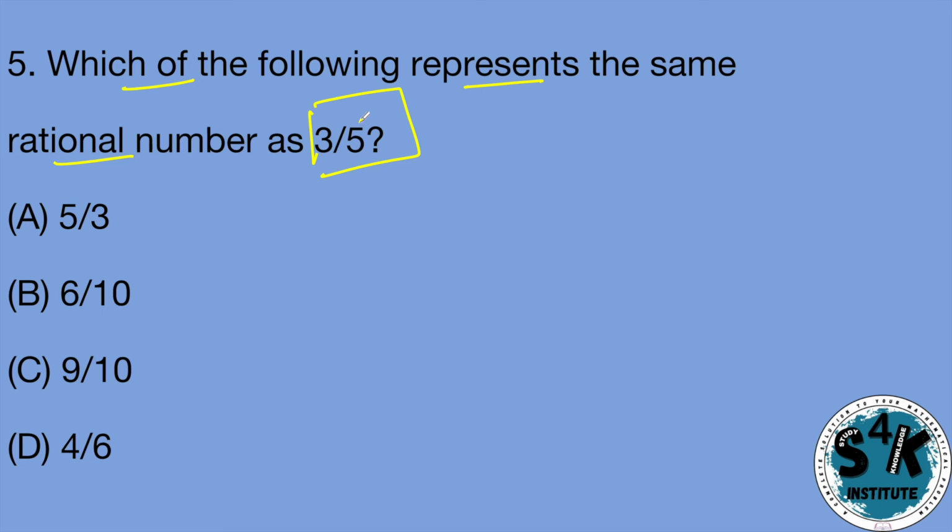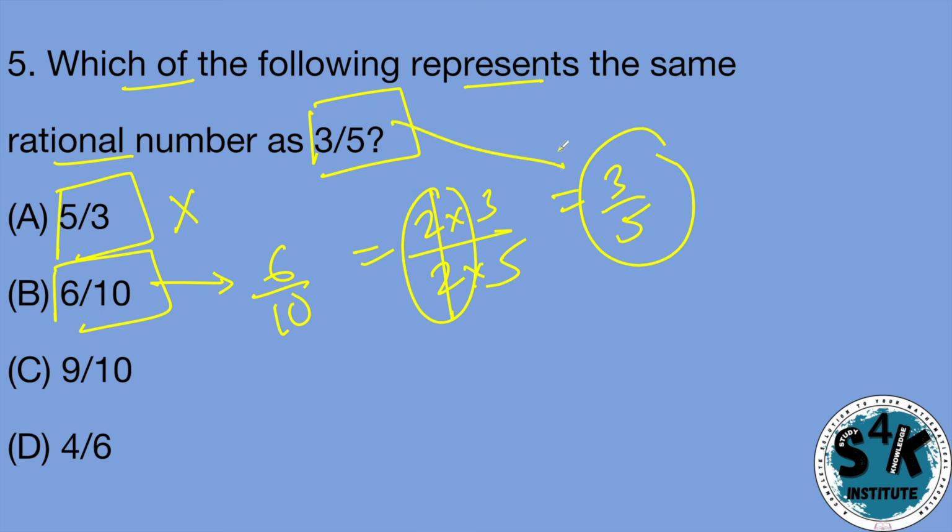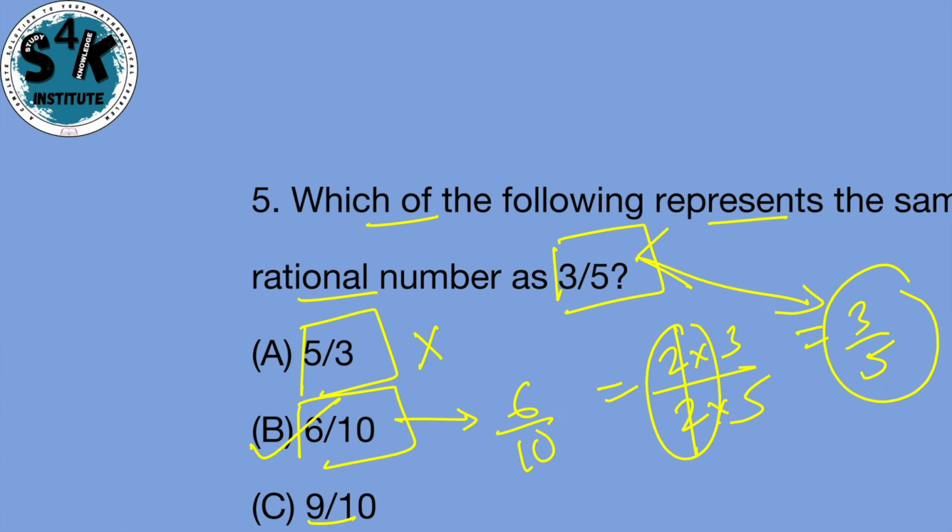Next one, which of the following represents the same rational number as 3/5? This is the simplest form. So let's convert all of these. This is also in simplest form, but these are obviously not the same. So 6/10 can be converted. 6 can be written as 2 times 3, and 10 can be written as 2 times 5. Here 2 is common, so it will get cancelled. So 3/5, and these are the same. So you go for option B here. You can check that the other options are not satisfying, so you can ignore them.